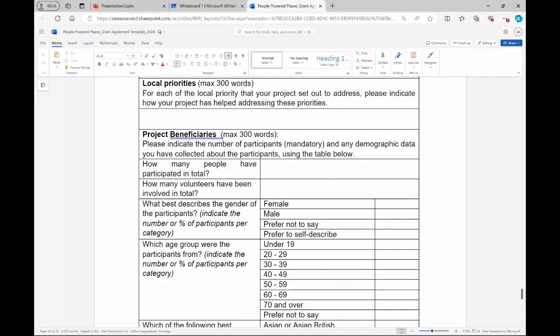Local priorities. So for each of the local priorities your project sets out to address, please indicate how your project has helped address these priorities. You had 300 words here, so I advise around 100 words per priority if you were reaching the 3 priorities.